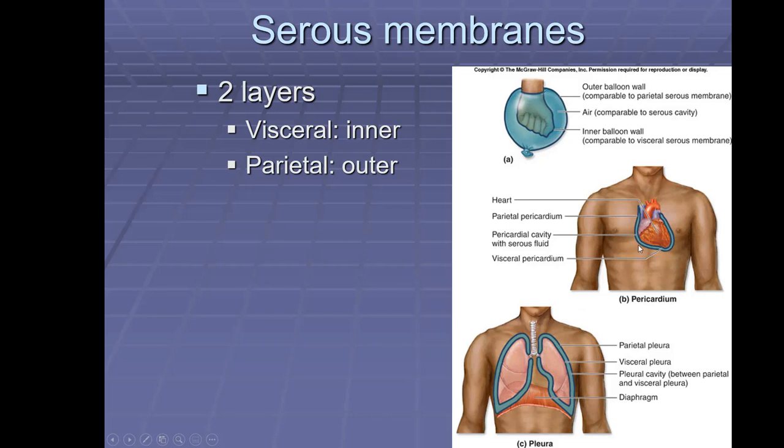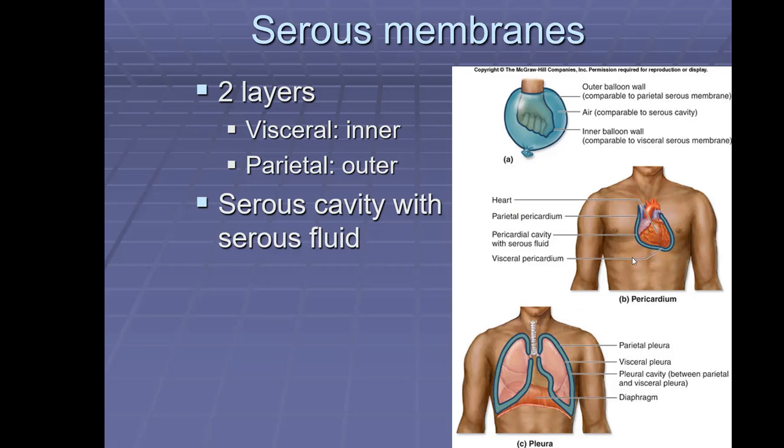So if we look at this going around the heart, you can see that there's a two-layered membrane surrounding the heart, and that inner layer is called the visceral layer, the outer layer is called the parietal layer, and between the two we have a cavity. That little blue space would be the cavity. It's called a serous cavity, and it contains fluid that's called serous fluid. The function of these serous membranes is really just to protect the organs. You get this little fluid layer that cushions and reduces friction around some organs.